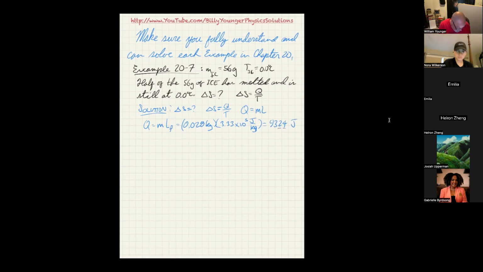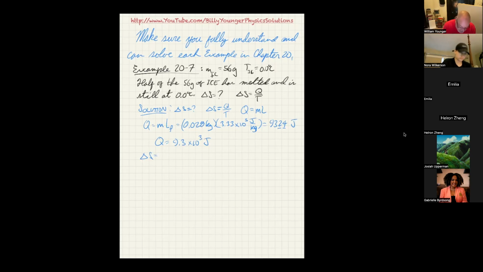Obviously, I only have two sig figs, so I should call that 9.3 times 10 to the third joules, but they didn't ask us that question. That's how I'd write it if they actually asked for that. What they did ask for is to find the change in entropy. So the change in entropy, delta S, we're taking the ice and we're melting it. So heat goes in, which means Q is positive.